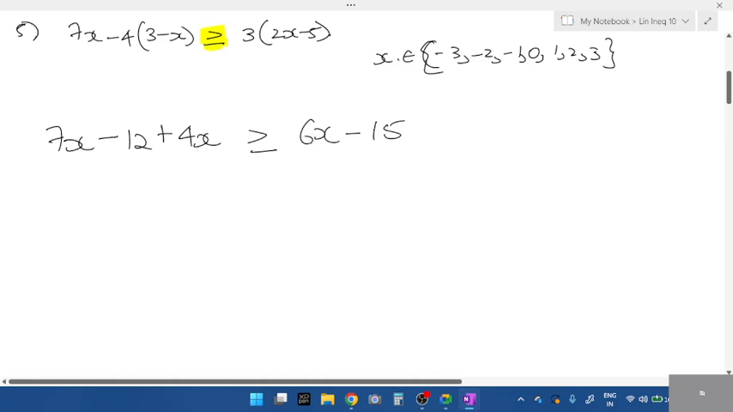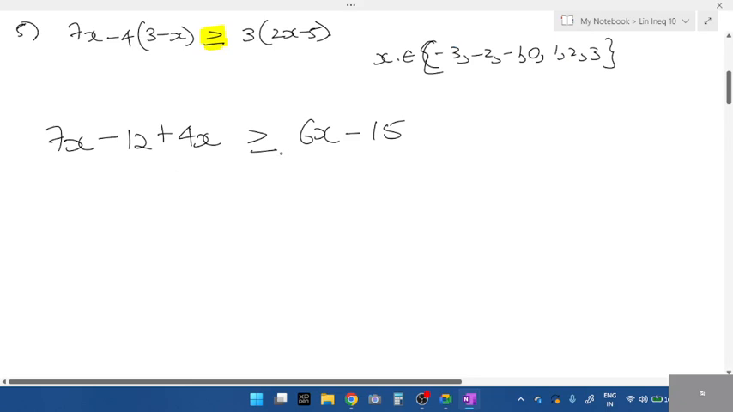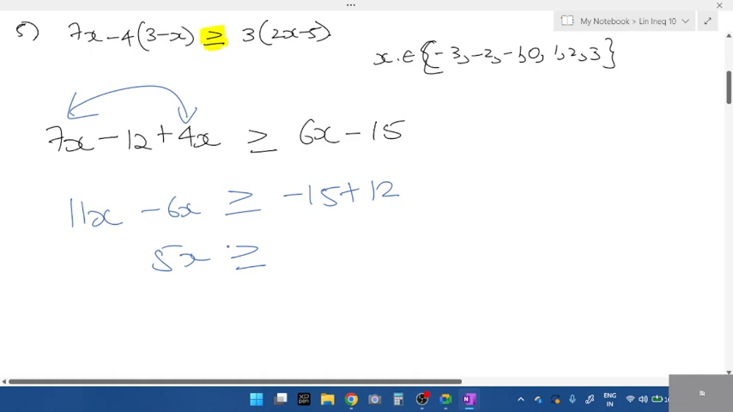Which is greater, 4 or 6? Which one did you all shift? All of you respond. Which one did you all shift? 6. Okay. See, there is 4, 7 and 4, students. 7 plus 4, 11x. If 6 goes to the other side, inequation sign doesn't change. Minus 6x. Minus 15. Minus 12 this side plus 12. 11 minus 6 is 5x greater than equal to, what's the value? Minus 3. x is greater than equal to minus 3 divided by 5.